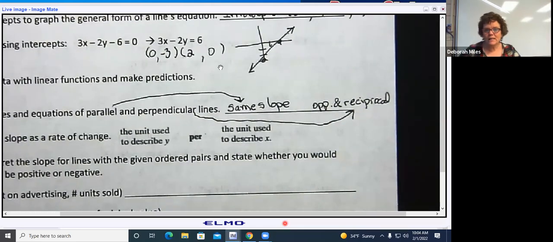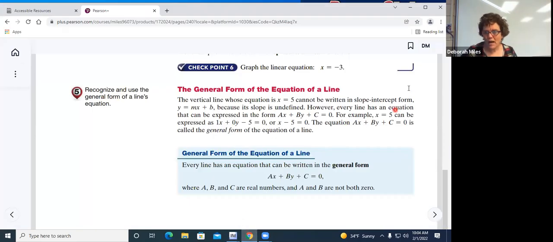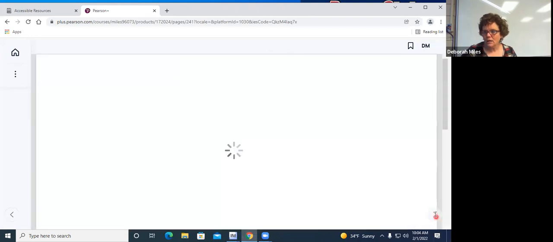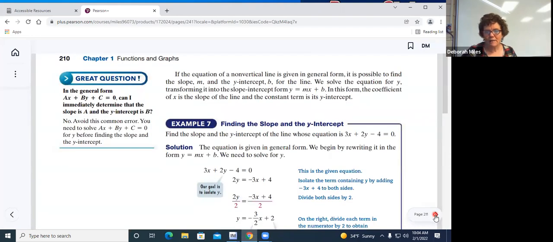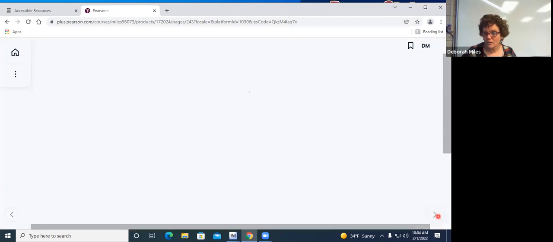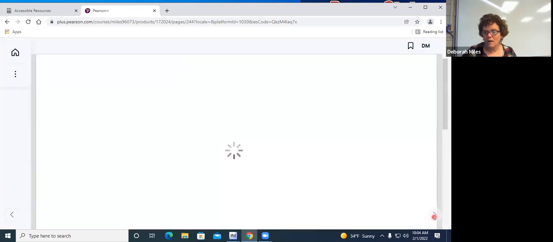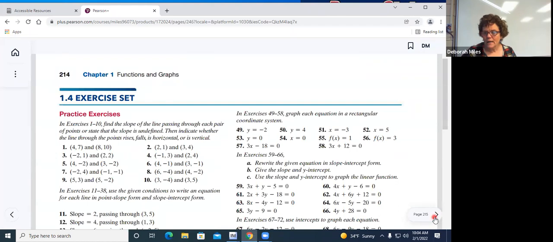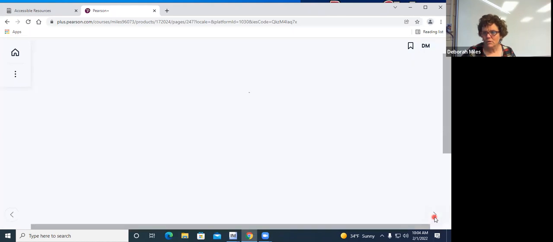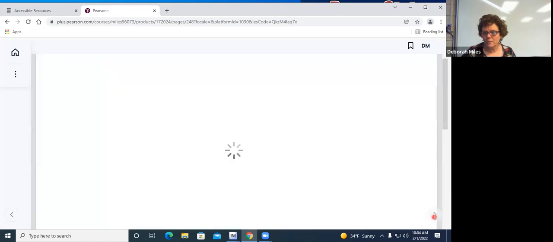Now, I have a feeling that you might need to look at an example in the book. And if you do, you can write down this page number.